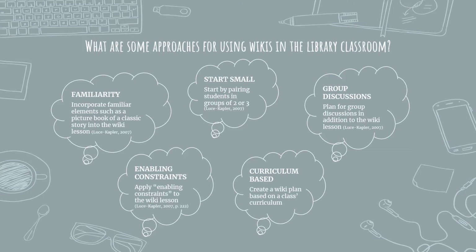Lastly, school librarians can create a wiki plan based on class curriculum. This will use scaffolding to help enhance what the student is learning in the general classroom and provide a lesson that adheres to state standards. Also, students will have more invested since it pertains to other instruction and thus will be more engaged.